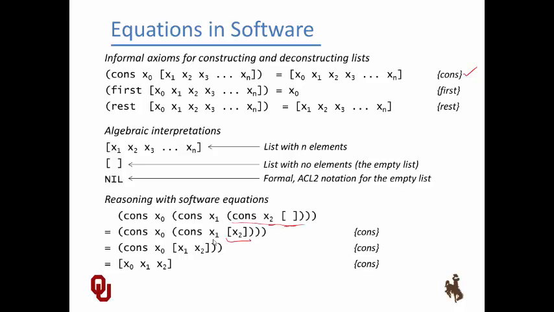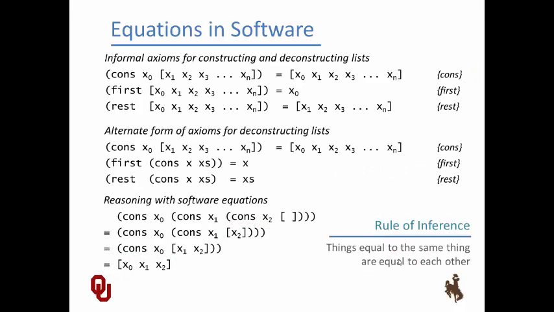Now if we insert x1 into that list and look at the cons axiom again, we see that we get the list consisting of x1, x2. And again, if we're going to do a cons operation with x0 as the first operand and this list as the second operand, we get the list of 3 elements written here. And we applied the cons axiom in all 3 of those cases.